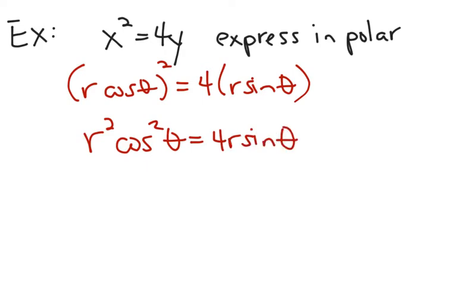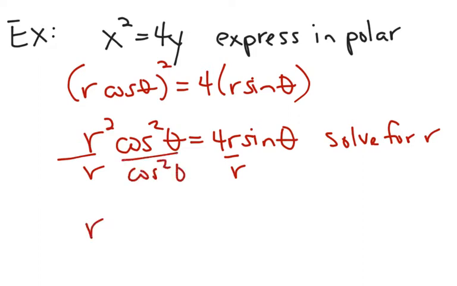What I want to do is solve this equation for r in order to put it in polar form. So I've got to come up with a way of solving this for r. Well, this is what I'm going to do now. I'm going to divide both sides by r. So I get r on the left-hand side, but I'm also going to divide both sides by cosine squared.